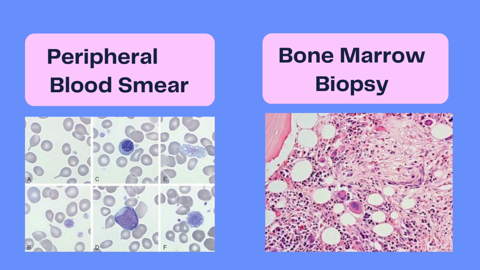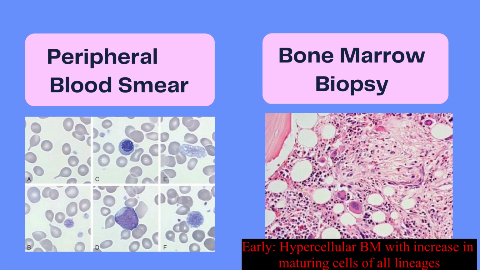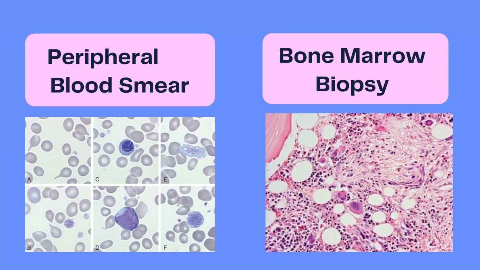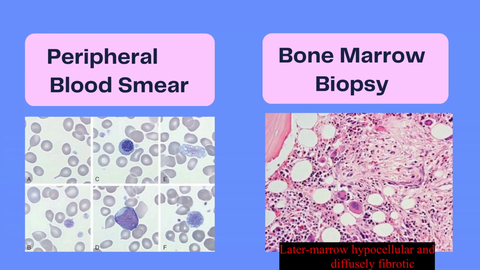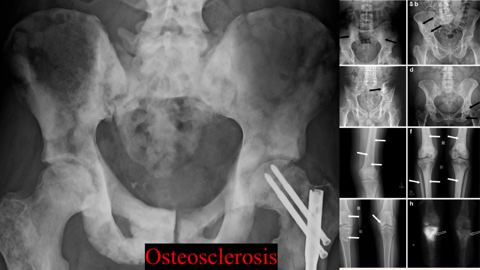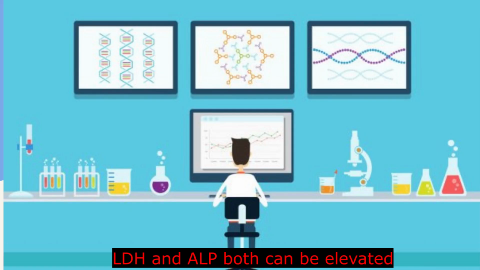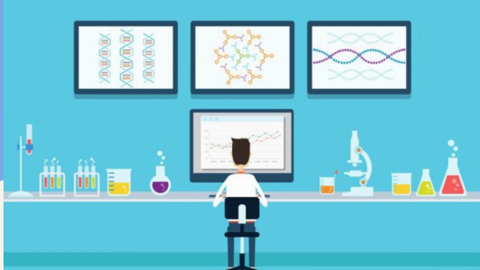Marrow is inaspirable due to myelofibrosis, and on bone marrow biopsy, in the early phase there is hypercellular bone marrow due to increase in maturing cells of all lineages, and with progression, the marrow becomes hypocellular and diffusely fibrotic. Similarly, the bone X-ray may reveal osteosclerosis in the later stage. Likewise, the levels of LDH and ALP can both be elevated.